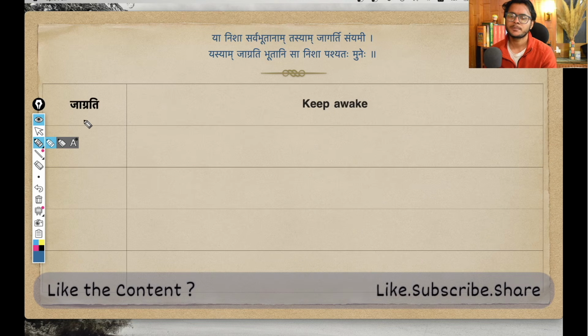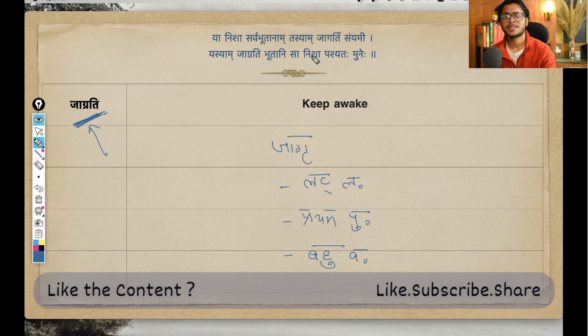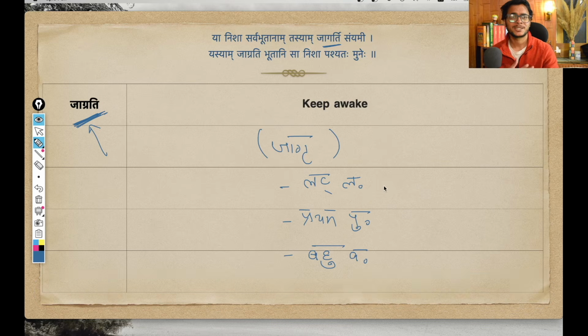And then in the second pankti, we have another Kriyapada, Jagrati. Just like the previous Kriyapada we saw, Jagarti, this is coming from the same Jagra Dhatu, that means to stay awake. The only difference is that this is Bahuvachanam now. Jagarti was the Ekvachanam Rupa. This is the Bahuvachanam Rupa. Rest everything is the same.